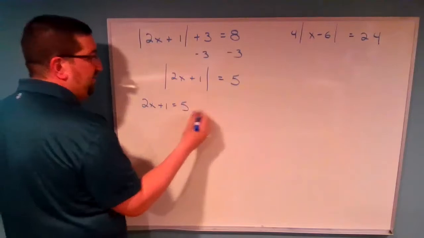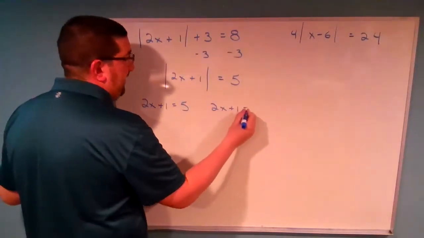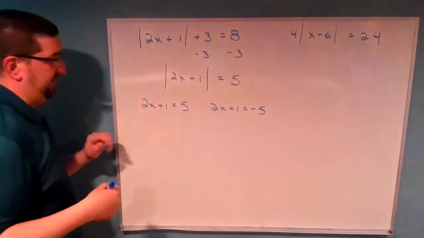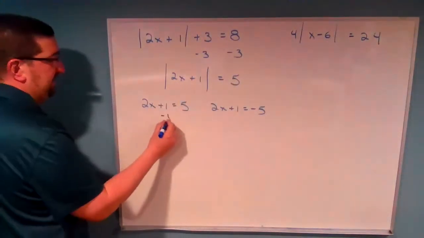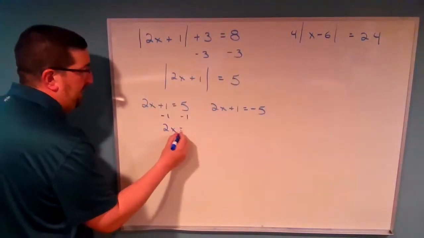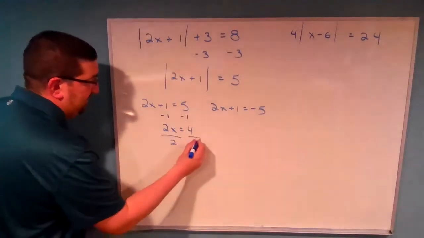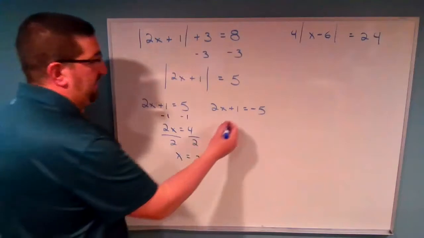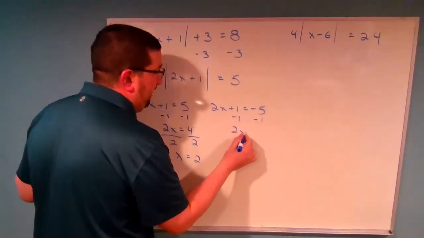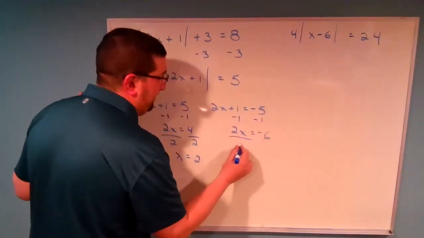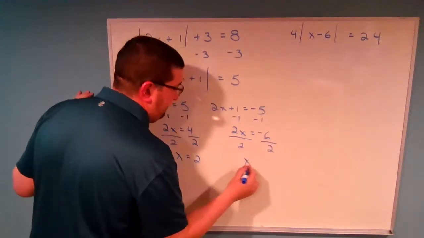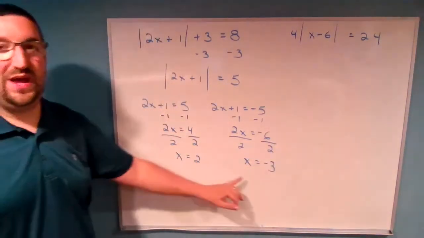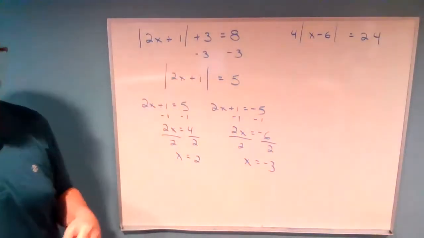And 2x plus 1 can also be negative 5 because the absolute value of negative 5 is 5. So we solve this down by subtracting 1, dividing by 2. So we know one of our solutions is 2. We subtract 1, divide by 2, and x would equal negative 3. So 2 and negative 3 would solve this equation.